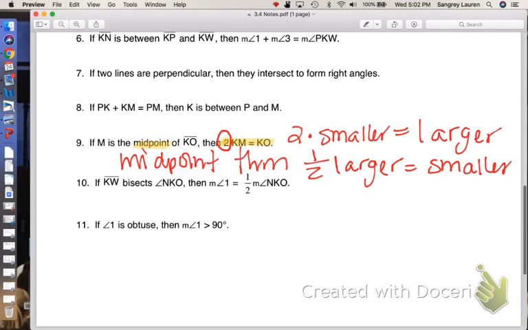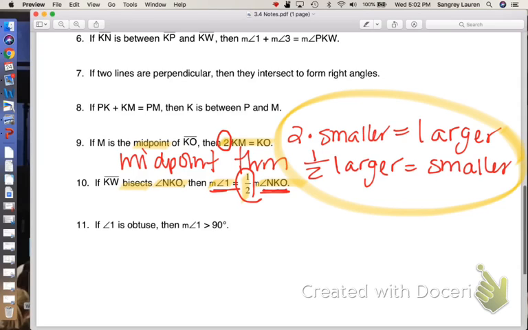Now, number 10 says that KW bisects angle NKO. So angle 1 is half of angle NKO. So we're obviously talking about an angle bisector, but this is not the definition because we are taking half of the larger to get the smaller. So it works exactly the same as we just looked at it for midpoint. It's just an angle bisector instead. So this is the angle bisector theorem.